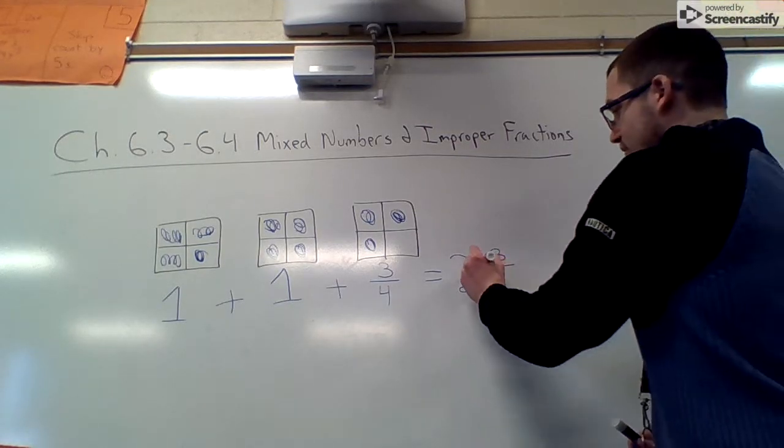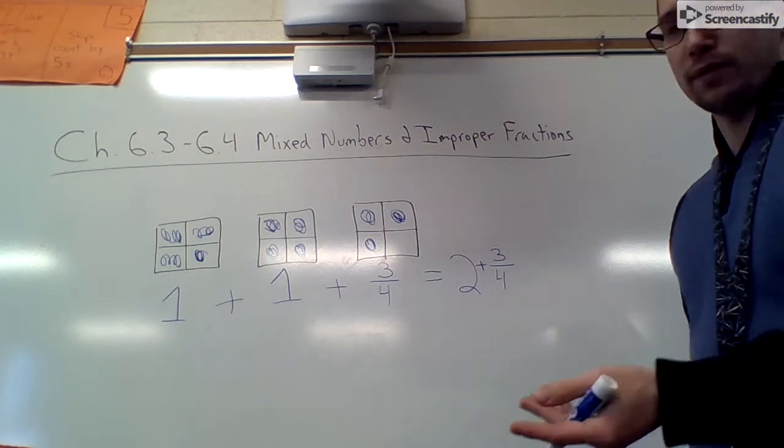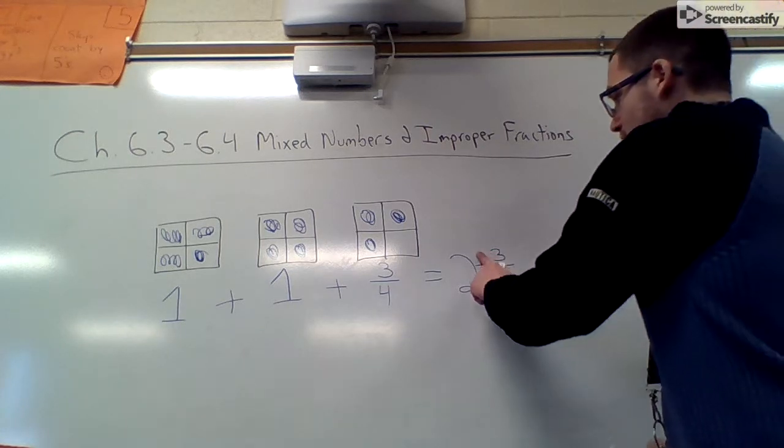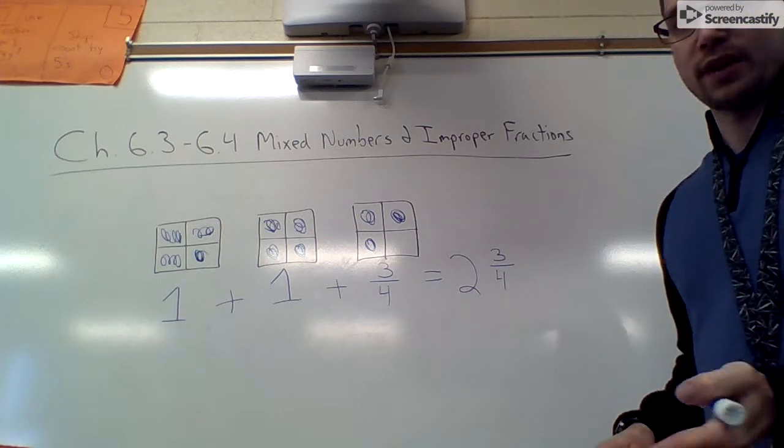Now in math, it's understood that there's actually a plus sign in between the whole number 2 and the 3/4. And you can also see I actually wrote the whole a little bit bigger. But we don't usually include that plus sign. It's just understood that we're adding those two together.